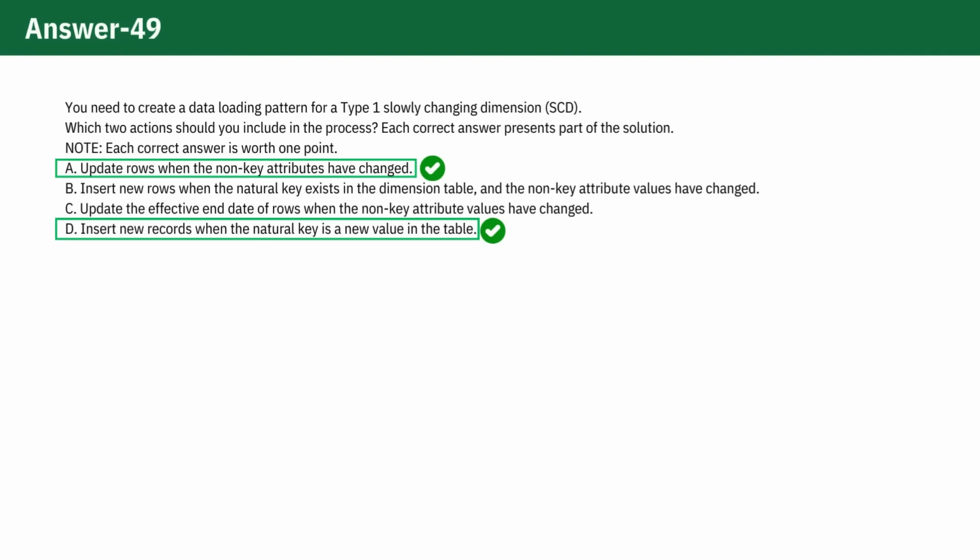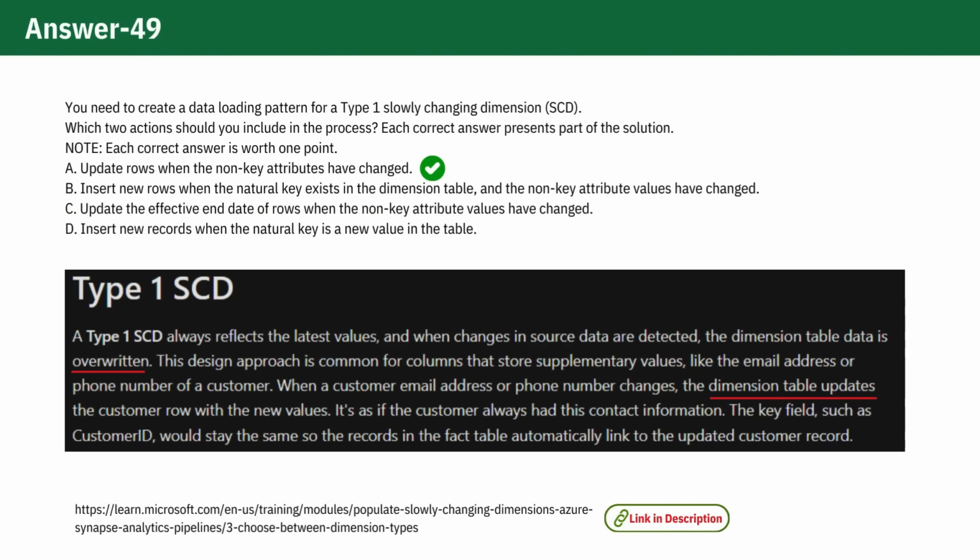The correct answers are options A and D. Option A, update rows when the non-key attributes have changed, is correct because this is the core mechanism of a Type 1 SCD.